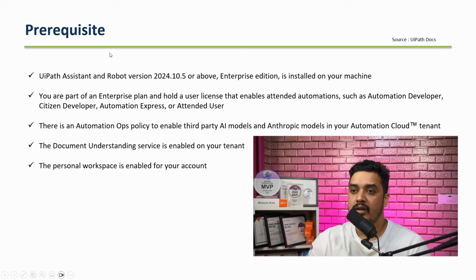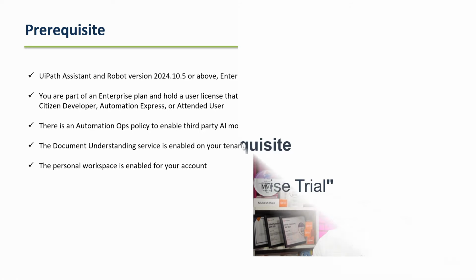The second one is you need to be part of the enterprise plan, and you need to hold a license to run automations and everything, right? In simple words, you need to have the enterprise trial activated on your automation cloud, right? So by default, UiPath cloud, which is cloud.uipath.com, is a community version. You as a community user can always request an enterprise trial by just following a couple of steps, and you should have an enterprise trial, right? So let me quickly show you how you can activate the enterprise trial.